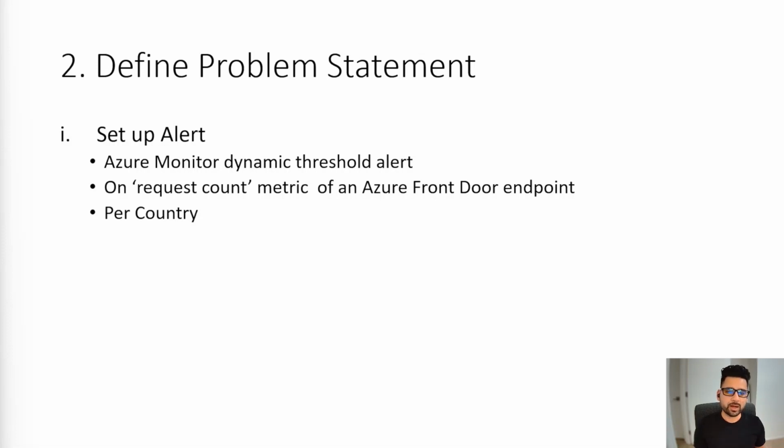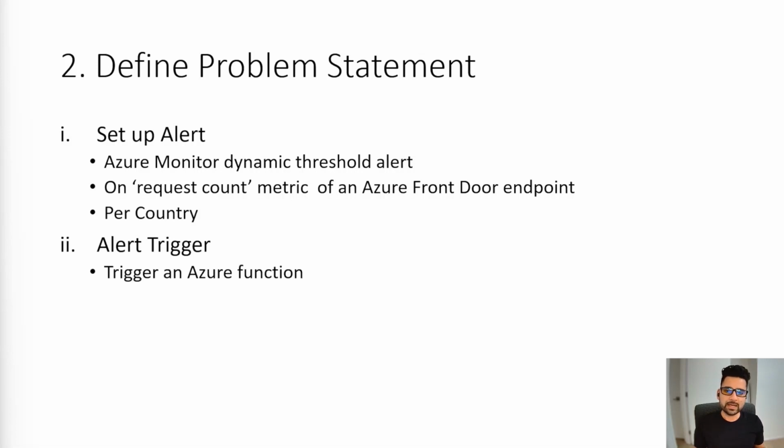The per country part is something that we'll see a little later, but what this essentially means is that the alerts are going to be separate for each country. So if there is a request count anomaly in Australia, it's going to fire one alert. And if there is a request count anomaly in Canada, there's going to be a separate alert that's going to be fired.